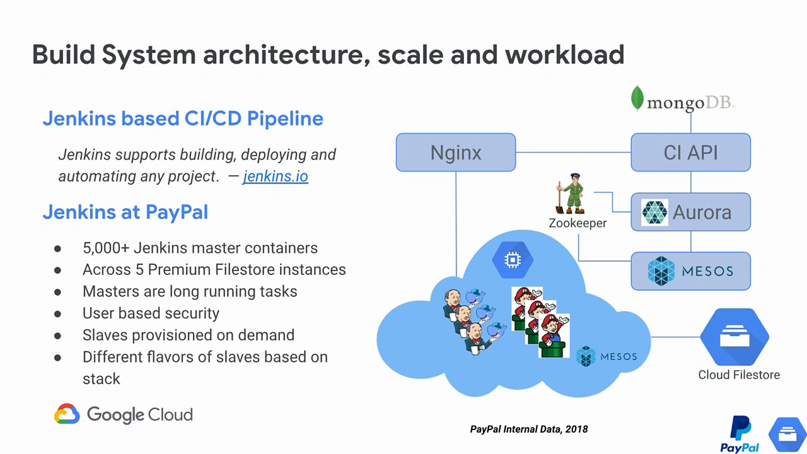FileStore here provides persistent storage for our Jenkins masters. We are able to scale the number of FileStore instances sublinearly with respect to the number of Jenkins masters, which is not just a testament to FileStore's performance, but also helps with manageability because there are fewer resources to keep track of.